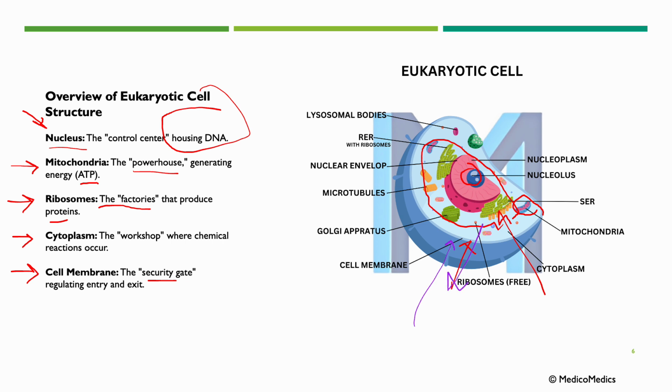So think of a cell as a busy factory. Now, each organelle is a specialized department, keeping the factory running smoothly. Now that we have an overview of cell structure, let's examine how cell biology has evolved as a field.